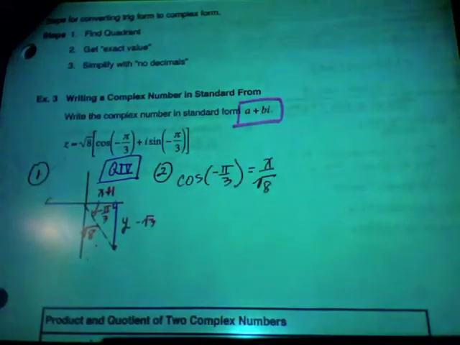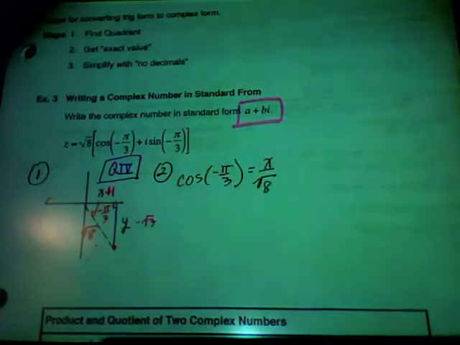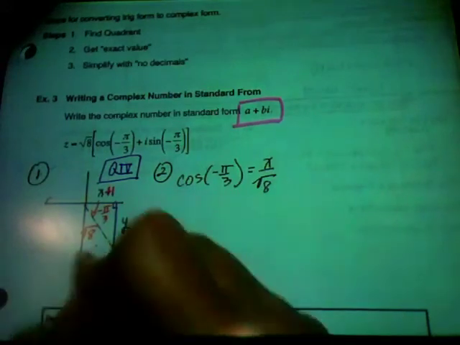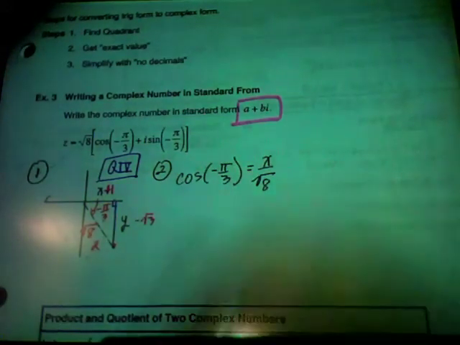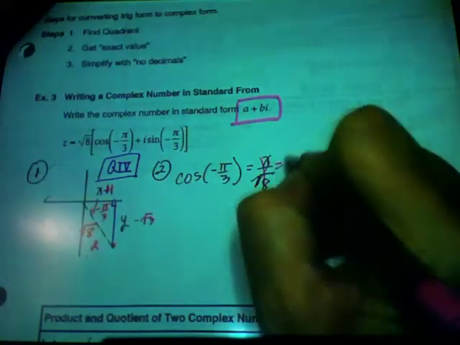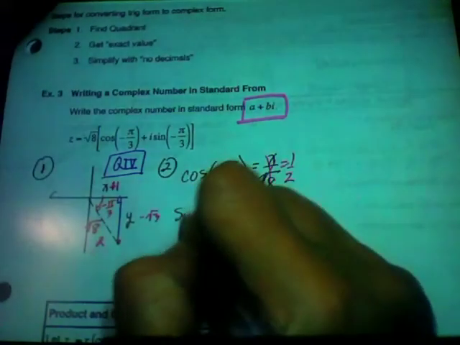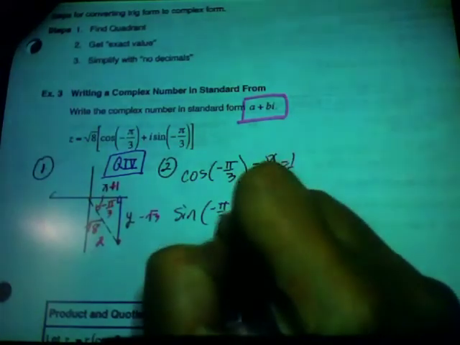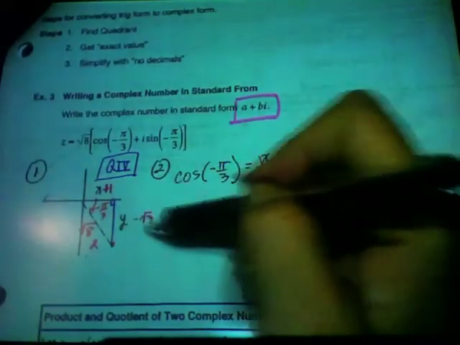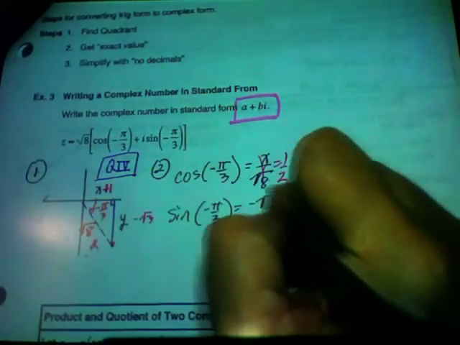And then this would be what? 2. So our cosine is going to be what? 1 over 2. It doesn't matter that we have the square root of 8 there. Isn't our cosine 1 over 2? Because this is normally 2 in our pattern. So we don't even need this. This is equal to 1 over 2. And then what's our sine? Sine of negative pi over 3 is equal to, sine is opposite over hypotenuse, so negative rad 3 over 2.